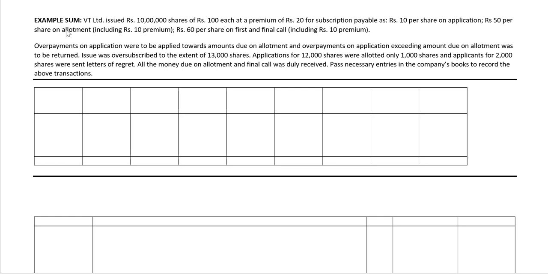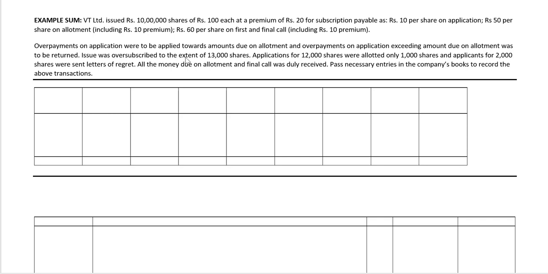Example sum. VT Limited issued rupees 10 lakh shares of rupees 100 each at a premium of rupees 20 for subscription payable as rupees 10 per share on application, rupees 50 per share on allotment including rupees 10 premium, and rupees 60 per share on first and final call including rupees 10 premium.